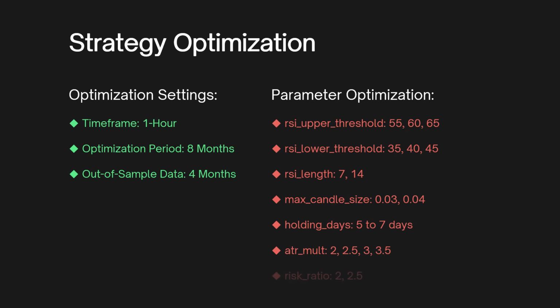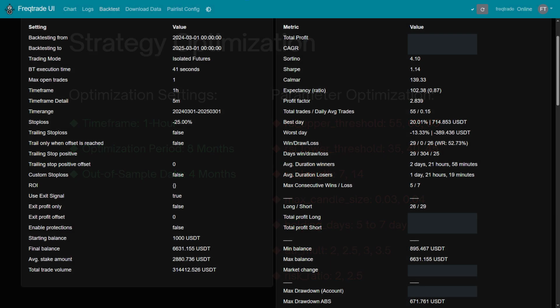ATR multiplier and risk ratio. Used to determine effective stop loss and take profit levels. We will use Freqtrade's HyperOpt feature to identify the optimal combination of these parameters, aiming to maximize profit while minimizing drawdown. All right, let's take a closer look at the backtesting results and analyze the strategy's performance.